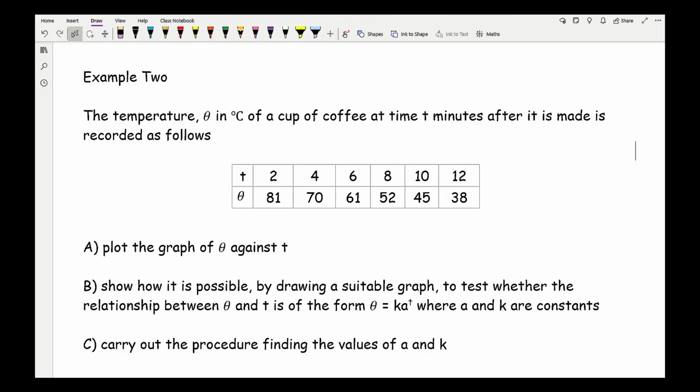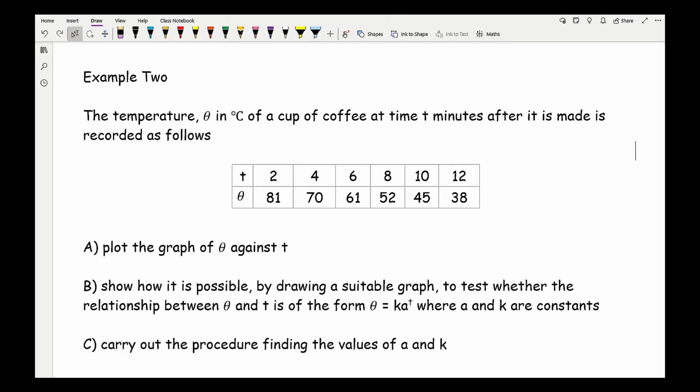And the first part of the question says plot the graph of theta against t, which is really, really important. So it's asking us to plot the actual raw bits of data from that table. Then B says show how it is possible, by drawing a suitable graph, to test whether the relationship between theta and t is in the form of theta equals k a to the power of t, where a and k are constants. And then C, carry out the procedure finding the values of a and k.